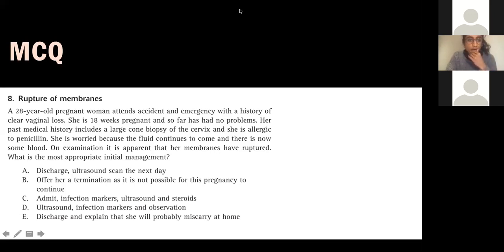Any ideas why? So the only difference really between D and C, so in both cases, you're actually admitting them. The only difference is that D says you wouldn't give steroids, whereas C says you would give steroids. So what do we think about that? Do we give this lady steroids?